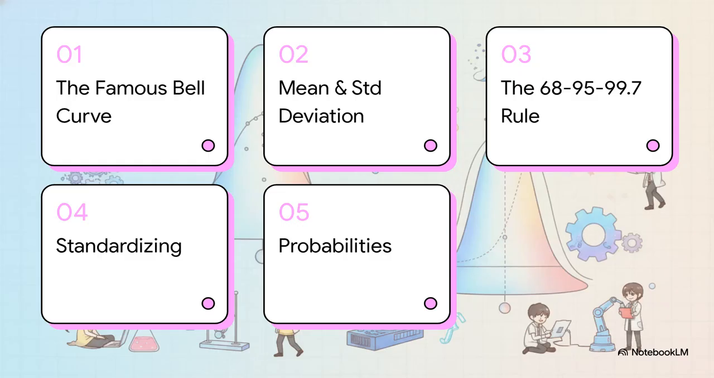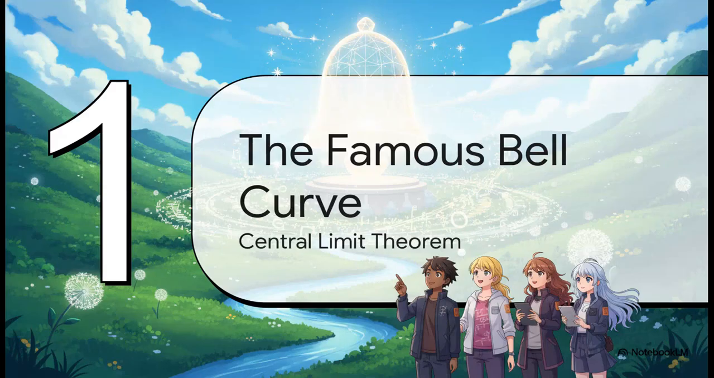All right, so here is our roadmap for today. We'll start with the famous bell curve, break down the mean and standard deviation, explore the 68, 95, 99.7 rule, standardize our data with z-scores, and finally calculate some real-world probabilities. Let's dive in. Section 1.